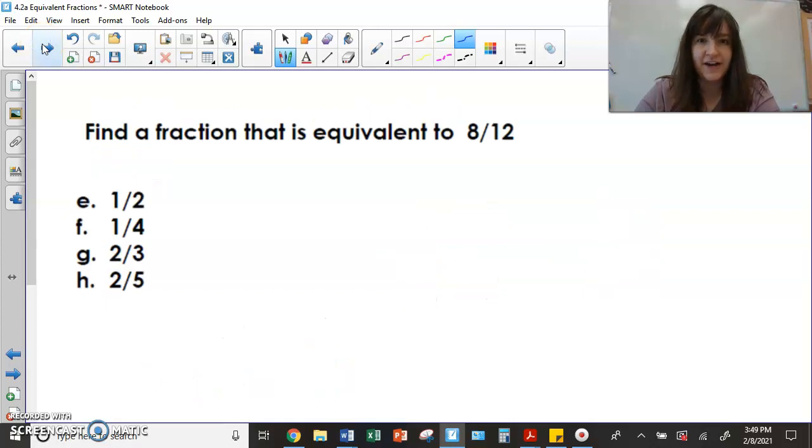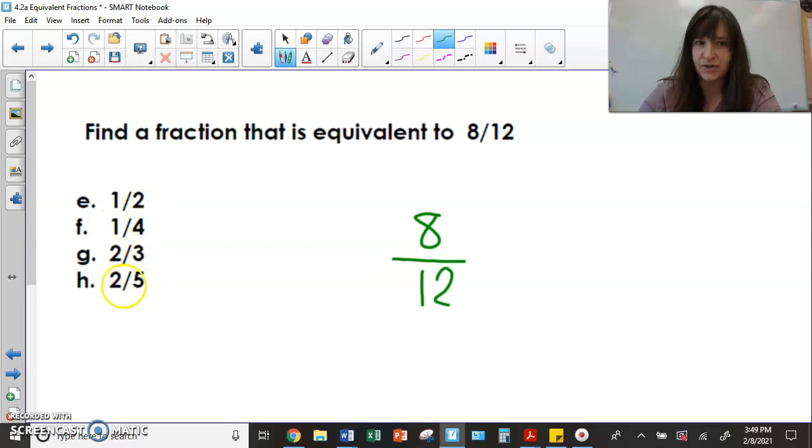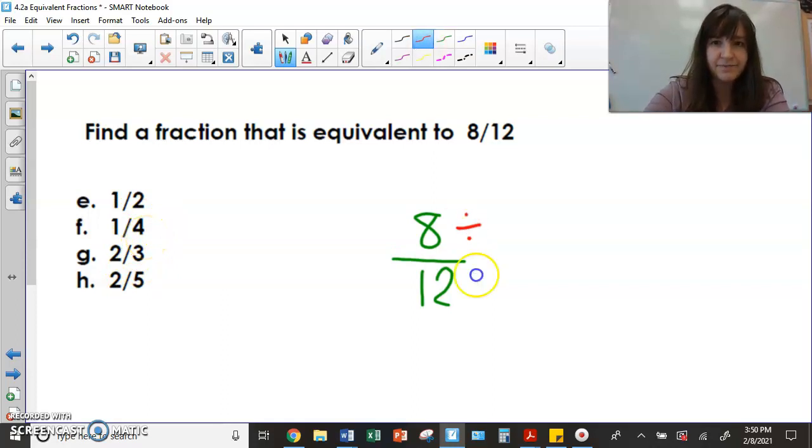All right, now let's find a fraction that is equivalent to 8/12. So I'm going to take 8/12, okay? And my choices here look like they are smaller. The numbers in the numerator and the denominator are smaller. Now, that doesn't mean that the fraction's smaller. That just means the size of the pieces are smaller, okay? So I need to find one that's equal to it, but with smaller pieces. So that means I'm going to divide, okay?